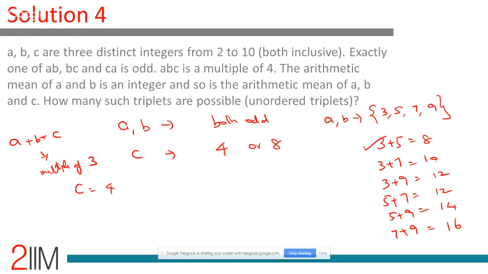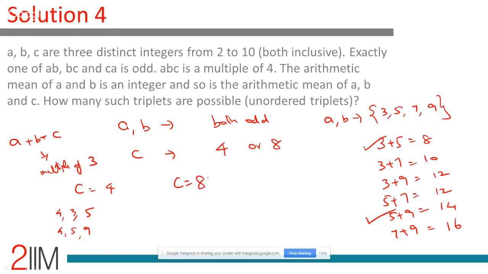4 plus 10, 14, that won't work. 4 plus 12, 16, that won't work. 4 plus 14, 18, that will work. 7 plus 9, 16, 4 plus 16, 20, that won't work. So two possibilities exist with 4: the numbers would be 4, 3, 5 and 4, 5, 9.